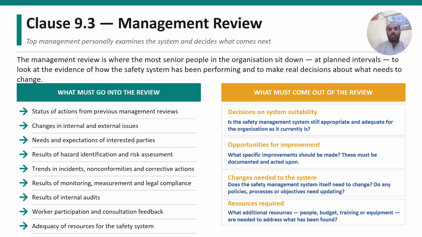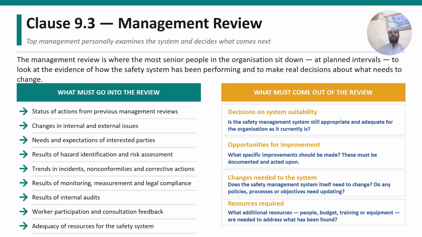Now let us talk about the management review, which is clause 9.3. This is perhaps the most misunderstood requirement in the entire standard. Many organizations treat the management review as a formality, a meeting where a set of slides is presented, a few questions are asked, and everyone signs off so the record can be filed for the auditor. That is not what ISO 45001 requires, and it is not what the management review is all about.